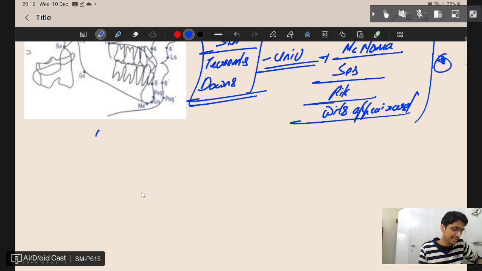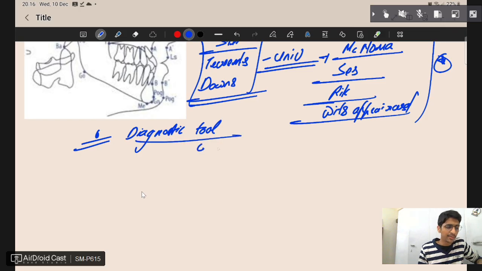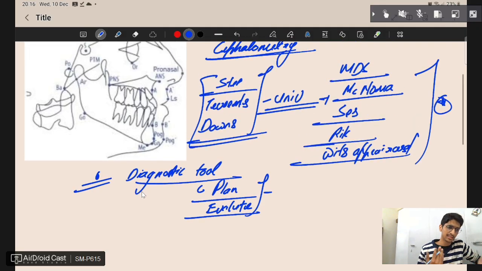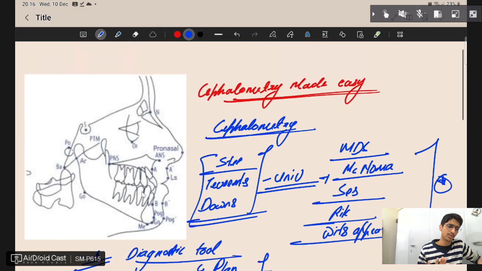So what basically is cephalometry? On a broader term, it's a diagnostic tool. It helps the dentist or the orthodontist to plan the treatment, evaluate the treatment, and locate any further discrepancies, and to decide how much they have to change the plan.